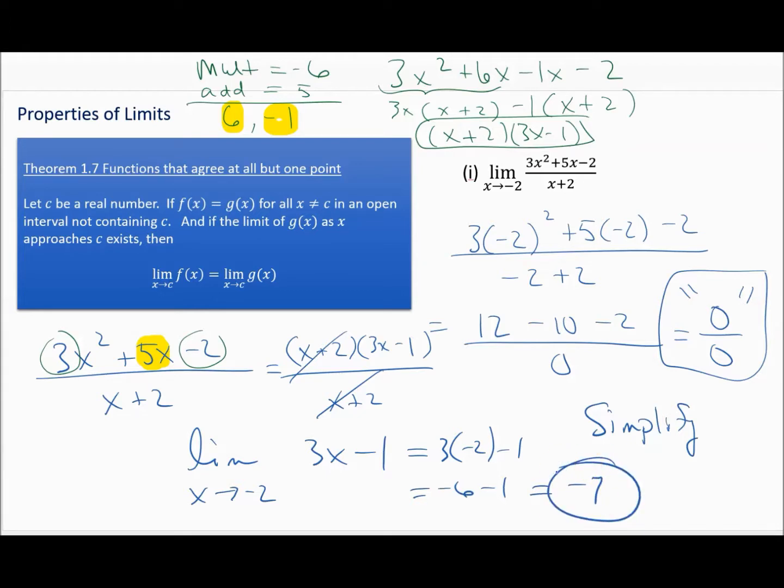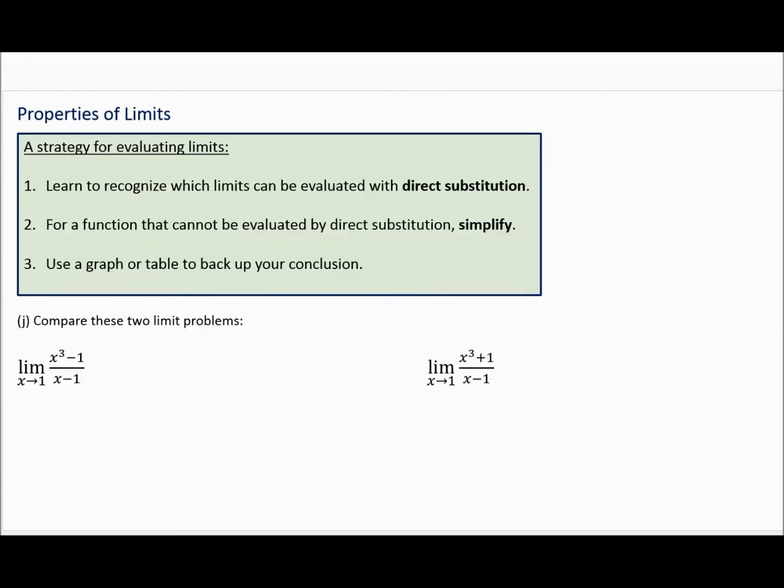All right? But now, to know that you need to do that, you could always just try to substitute. And if you get 0 over 0, you're going to have to simplify that rational expression. And then try again. So here I have a strategy for evaluating limits. This is not a theorem. This is just something to help you work through these problems.